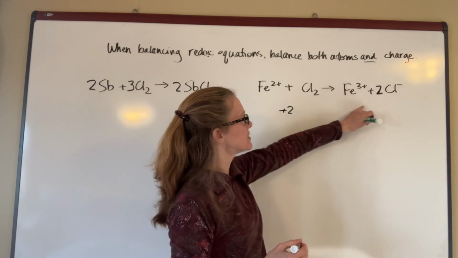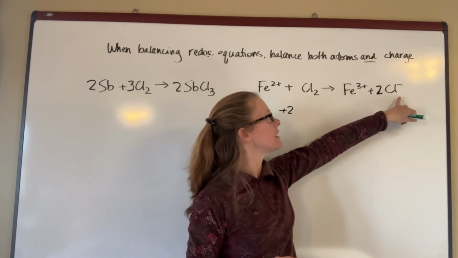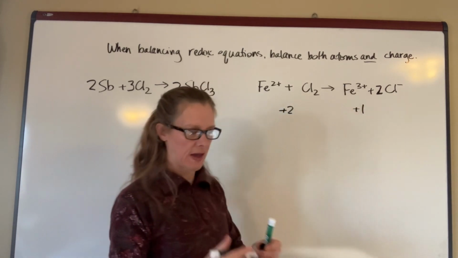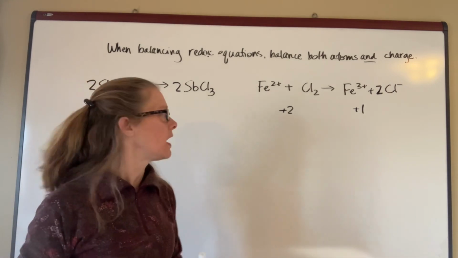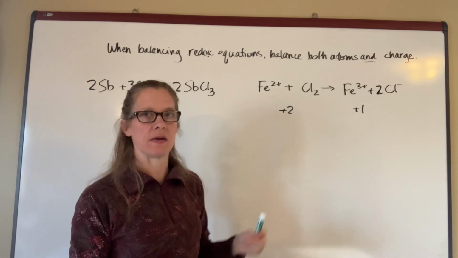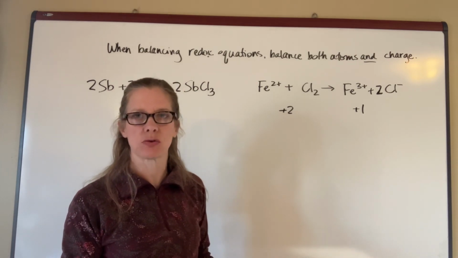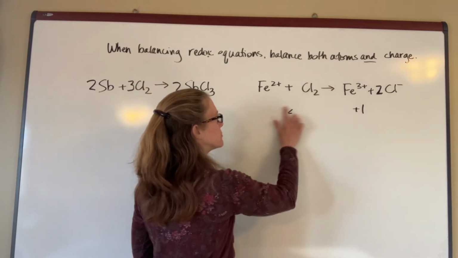If I look on this side, I have a +3, and I have 2 chlorines at a -1, and so what that gives me is a positive 1 on that side. Well, you can't do that, because what that means then is that somewhere I gained an electron. That's not allowed. You can't gain or lose electrons, just like you can't gain or lose atoms either.